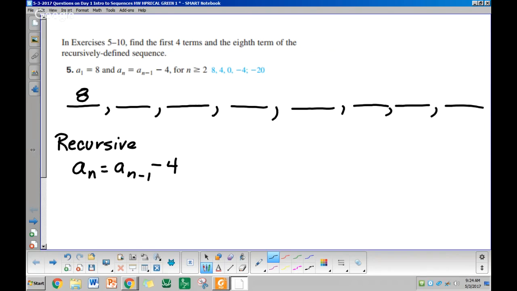This means that the term before it, I have to do what to get the next term? Subtract 4. So if I start with 8, to get to the next term, I have to subtract 4 every time. So this is going to be 4, 0, negative 4, and then they want the 8th term. Well, the only way to get to the 8th term is to continue subtracting 4. Because it's recursively defined.